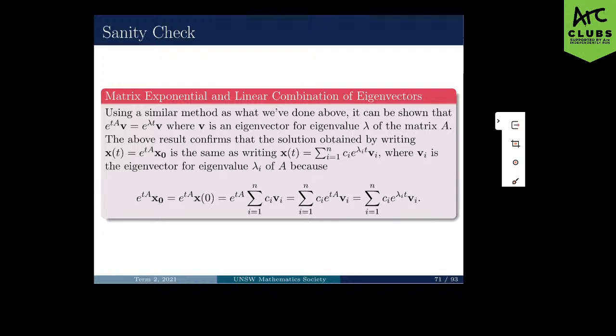So if we look back at what we've done so far, we can use the same method to show that e to the power of t times A times v is equal to e to the power of lambda times t times v, where A, lambda, and v satisfy this property, so our eigenvector, eigenvalue relation. Yeah, we can show that this property is also true. And I'm pretty sure that was part of the tutorials as well.